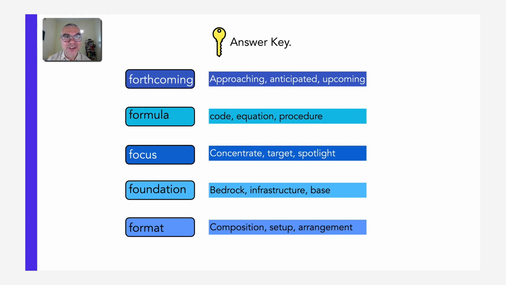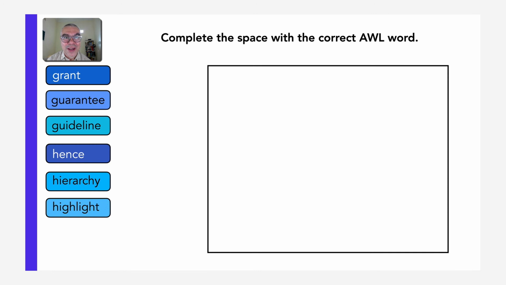And this is the last group for this set, so let's get going on this one, shall we? Here are the AWL words: grant, guarantee, guideline, hence, hierarchy, highlight. And for this exercise, it's a fill in the space. Here is the first sentence. Remember, fill in the space with the AWL words on the left of the slide. The students were given the wrong test. Blank their protests about the scores.